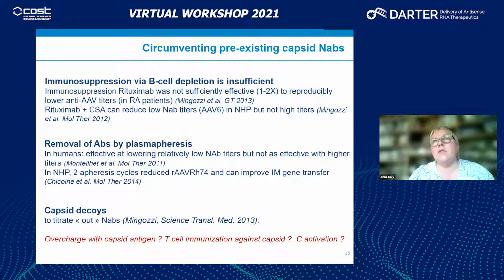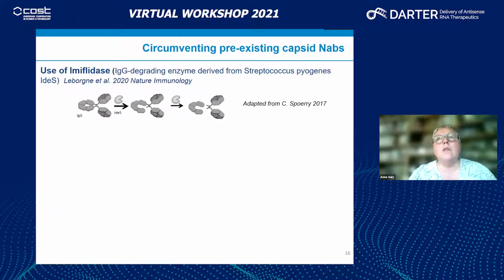It's been suggested to use capsid decoys to try to deplete, but this is again something that's probably not a very good idea, because you generate a lot of T-cell epitopes for the capsid presentation, and also it's possibly a possibility for complement activation. So my colleagues at Genethon in Federico Mingozzi's group have in fact tried to develop a new strategy to eliminate those antibodies.